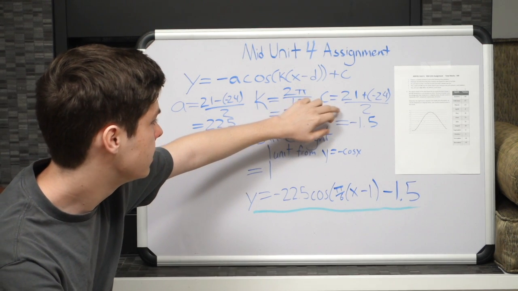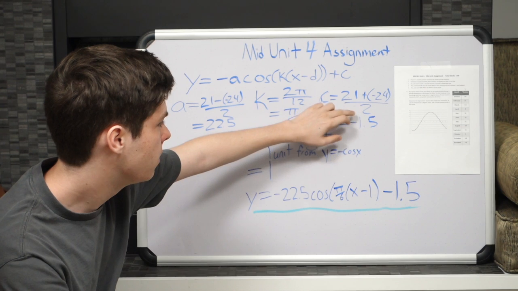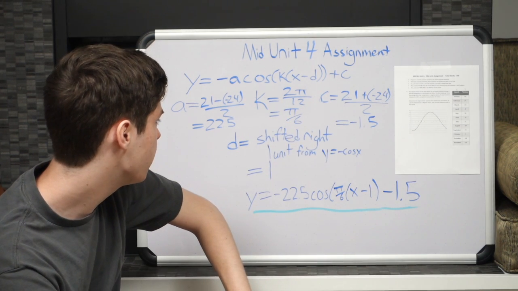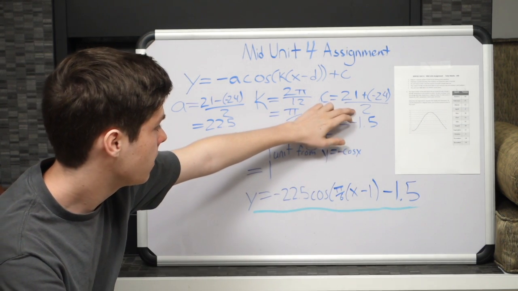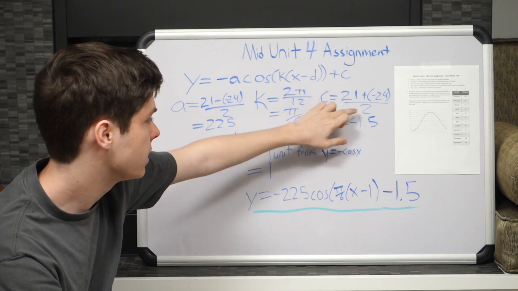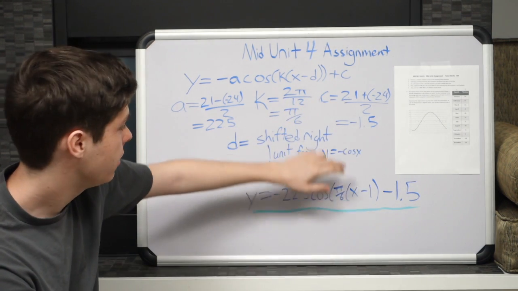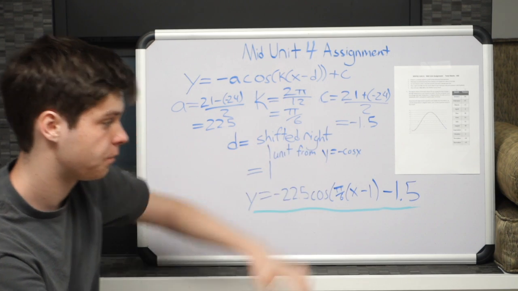And then I found c. So c is the maximum y value plus the minimum y value, and then divided by 2. So that's 21 plus negative 24 over 2, and you get negative 1.5.